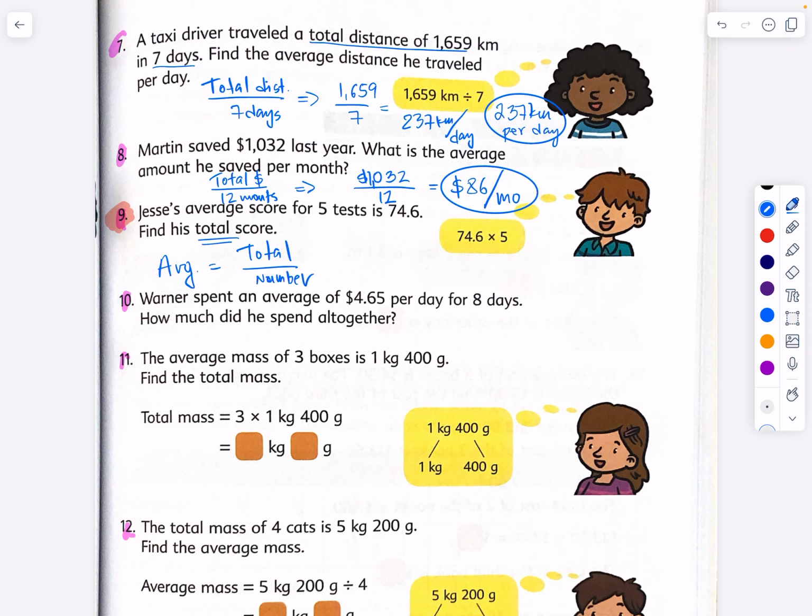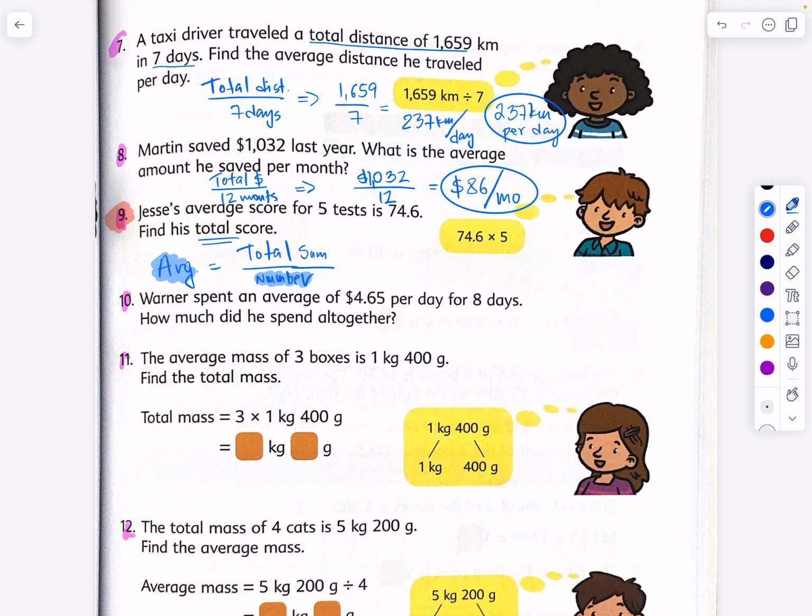Now, what is given in this problem? They gave you the average. 74.6 is the average, okay? So you have this quantity. And you know there are 5 tests. How do you find the total sum? Let me just fix this. This is the total or the sum, right? The sum of all the tests.